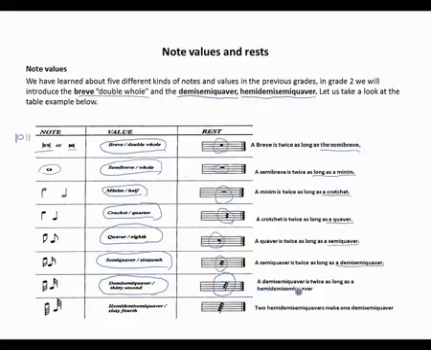A demisemiquaver is twice as long as a hemidemisemiquaver. A hemidemisemiquaver is half of a demisemiquaver, which is a 64th note relative length. This has 4 lines or flags, and one straight line going down. 2 hemidemisemiquavers make 1 demisemiquaver.